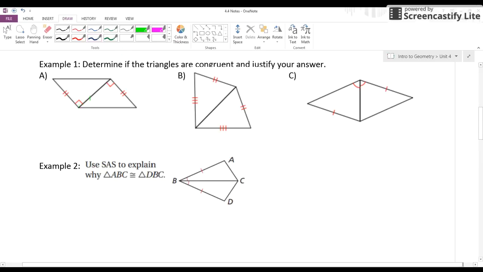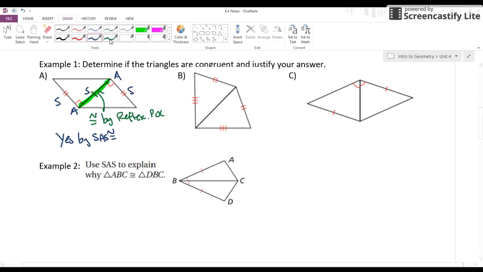Does anyone remember what this property is called when they share it? Hopefully you caught that. This is the reflexive property, right? So they're congruent by the reflexive property, which means I've got side, angle, side, right? Side, angle, side. So yes, by SAS congruence because we've got this reflexive property.